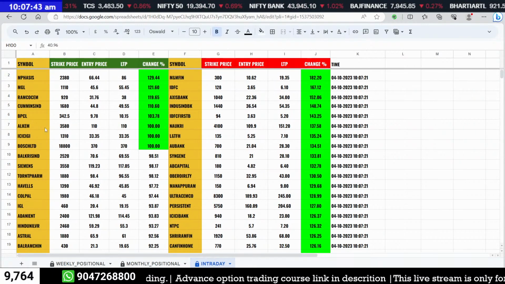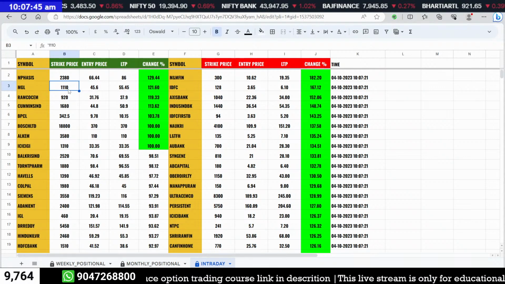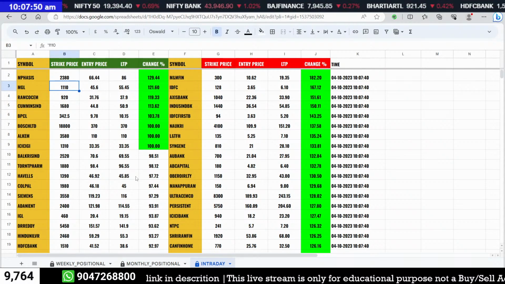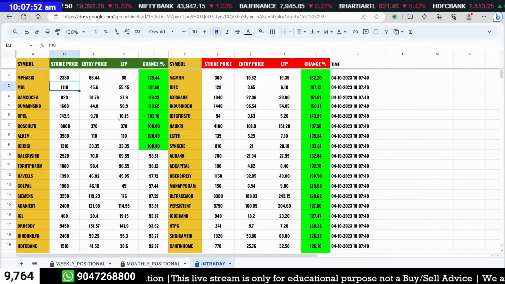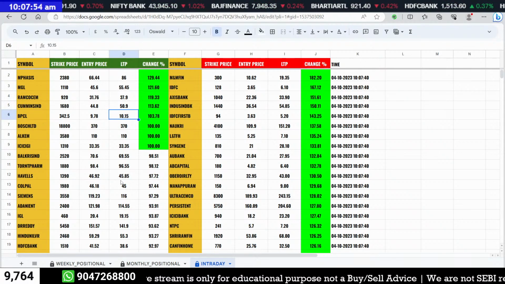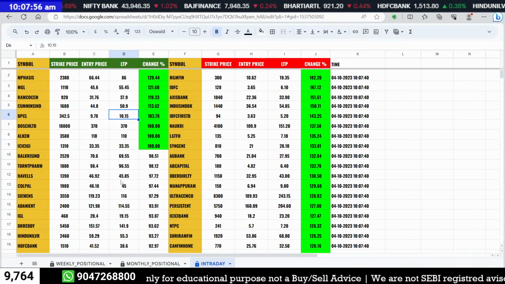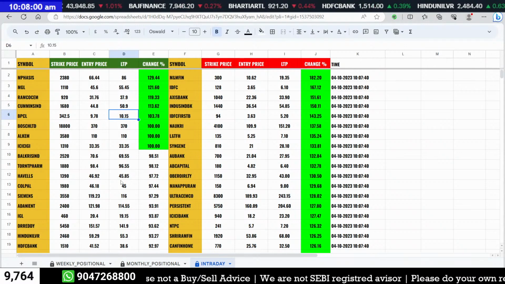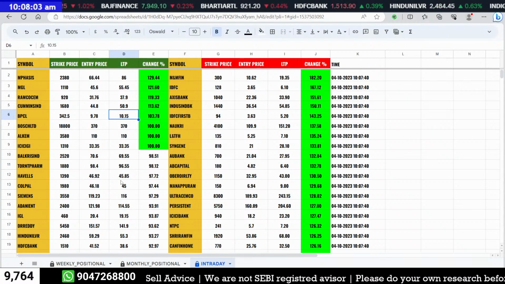And intraday call option, like 1110 call, is also moving higher. Maybe it continues the uptrend. BPCL is around 10 rupees today on the call side. But overall the market is on the downside.